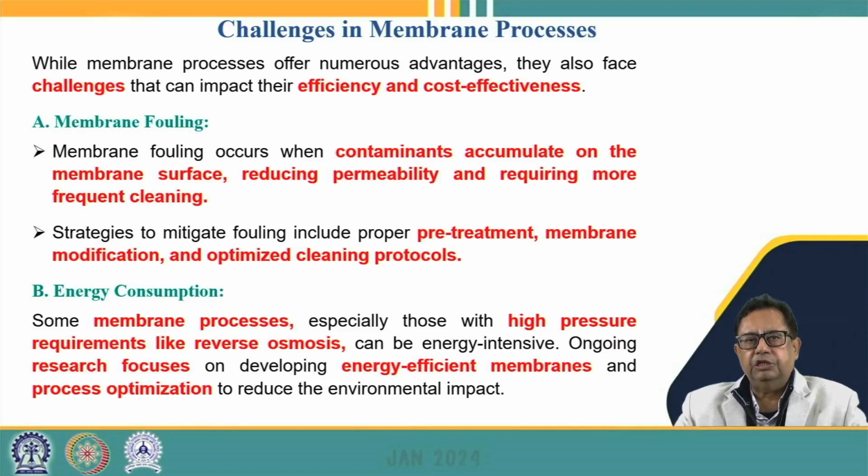So we need to strategize, that is, we need to include pre-treatment before we take the water or wastewater directly to the membrane treatment process. So we may treat the water beforehand and then take the water to the membrane process. That is called the pre-treatment process. Similarly, we can modify the surface of the membrane so that the fouling is reduced. That comes under the surface modification process. Similarly, we can also optimize the cleaning protocols. For example, we can clean the membrane in place rather than taking it out and then cleaning it regularly.